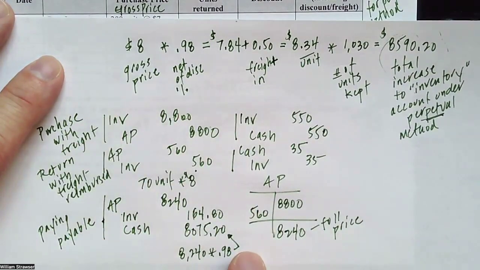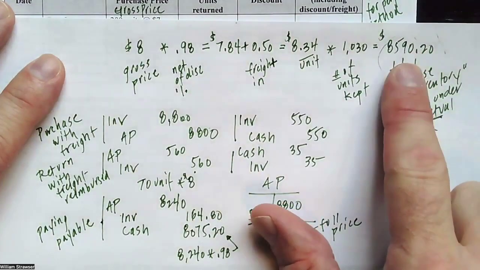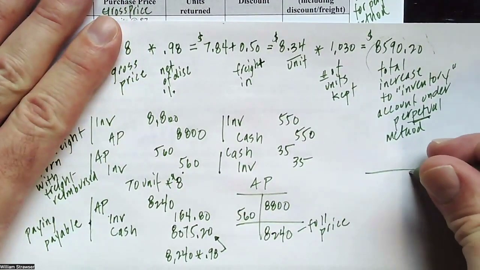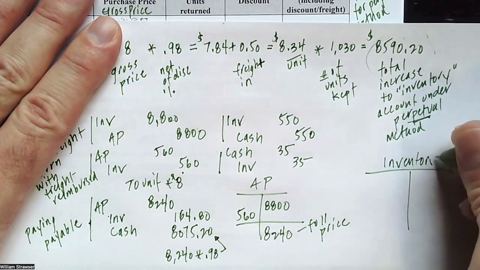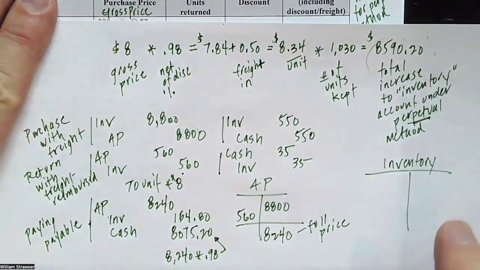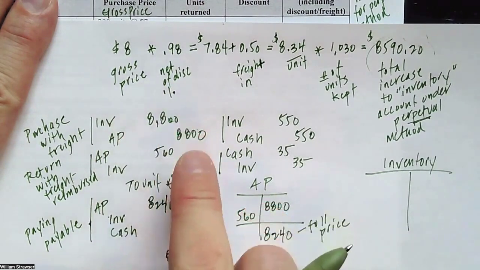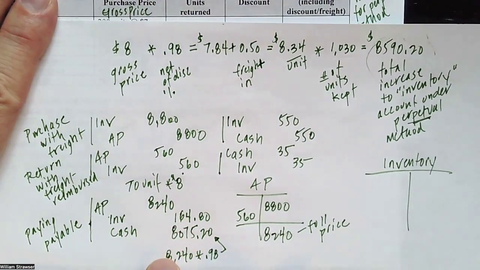This was the first part of chapter 8. Now, just to verify, as I was going to do, that this leads to an $8,590.20 movement to inventory. Again, we're just considering the inventory transactions that happened here with the purchase of freight, the return with the freight reimbursed, and then paying the ultimate payable off for the units we kept.